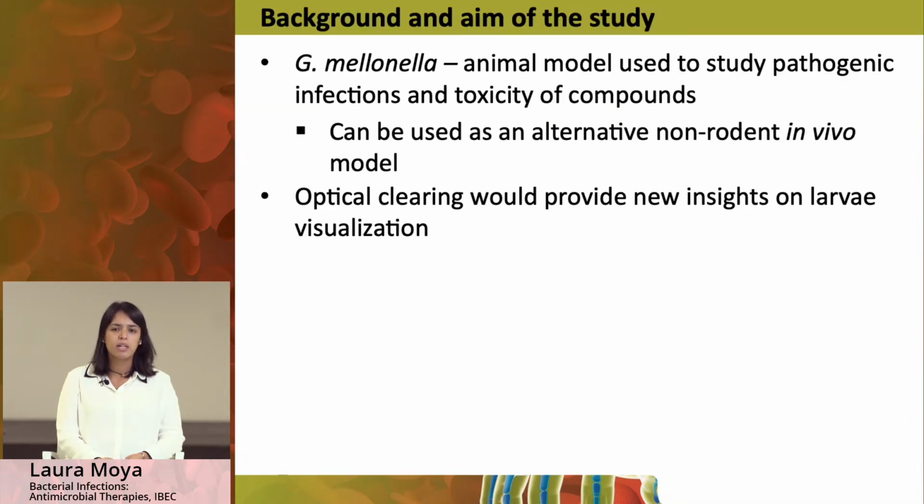A bit of background: Galleria mellonella is an animal model that's used to study pathogenic infections, toxicity of compounds, among other things. It's gaining popularity as a model because it can be used as an alternative non-rodent in vivo model, so we can potentially reduce the number of rodents used for various studies. Optimal clearing would provide new insights on larva visualization, which can greatly benefit further applications.